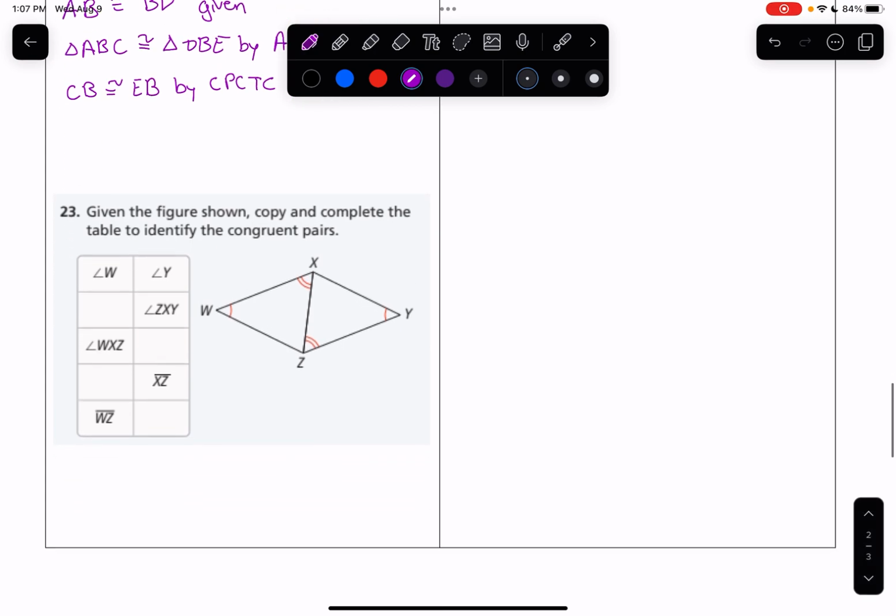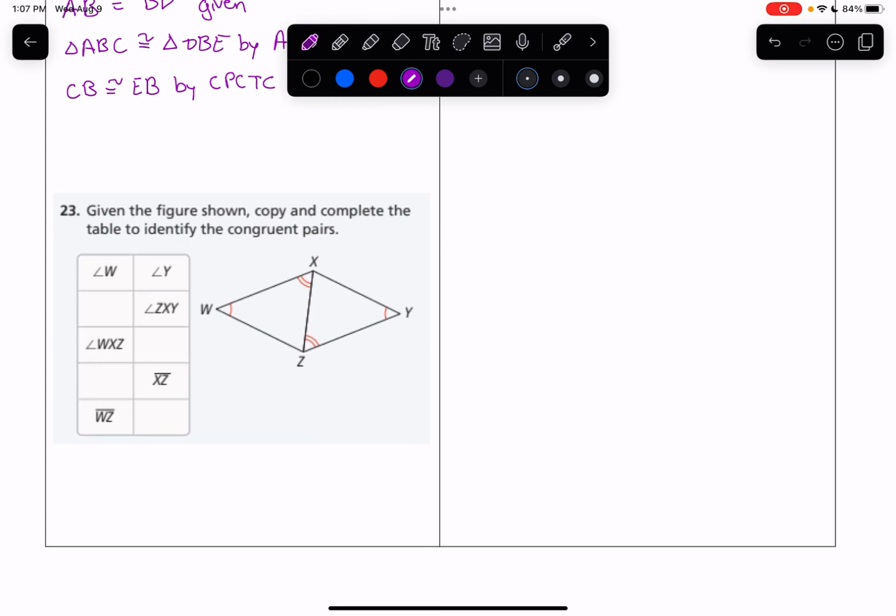Number 23, complete and copy the table to identify the congruent pairs. This is telling us about corresponding parts of congruent triangles. For example, angle ZXY is right here. Its corresponding angle has no marker on it, so XZW is the one that corresponds. The next one is angle WXZ, right here with 2 marks, and the corresponding one is angle XZY, which also has 2 marks.